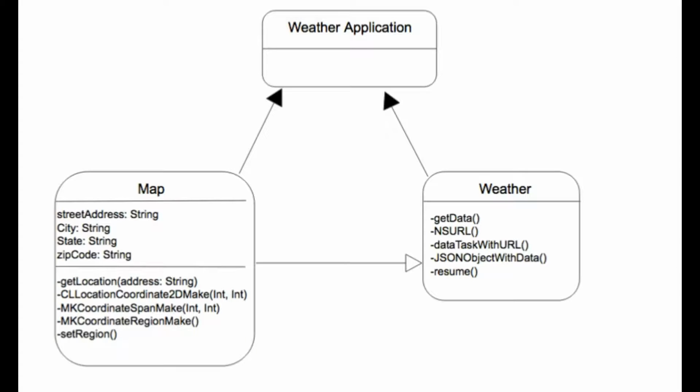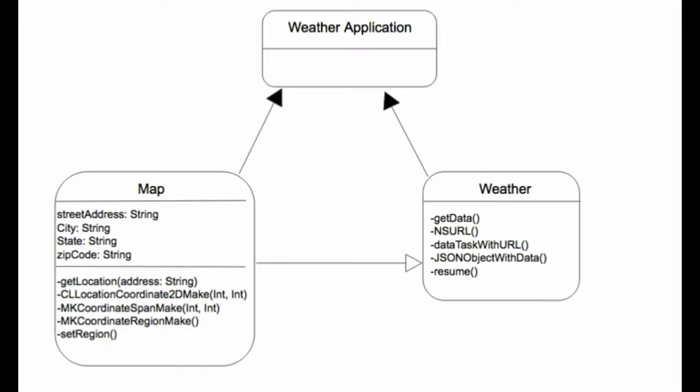Alright, so first up I have my UML diagram. It's fairly simple. There are only two main components to this application: the creation of the map UI view, as well as the retrieval of the weather for displaying on the view controller of this application. I'll start with the map portion.